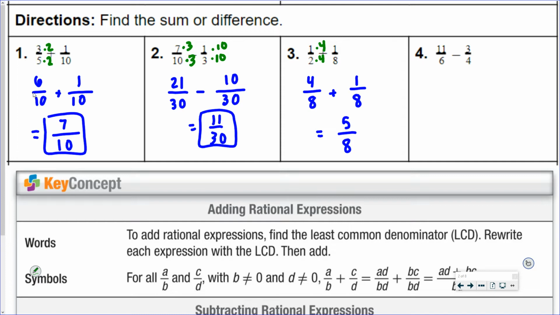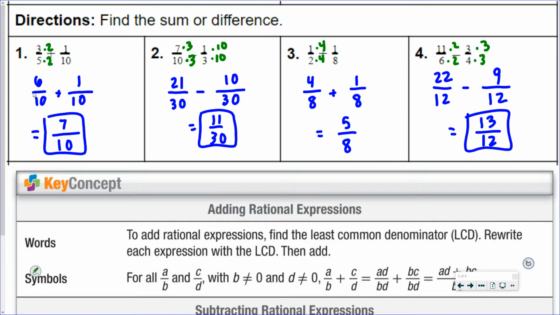Okay, this is probably the most challenging. LCD between 6 and 4? 12. Good job, class. 12. Then 22 over 12. Not 9. 13 over 12. Thank you, I almost did that math wrong. 13 over 12. 4 for 4. Good job. All right, so 5 for 5.